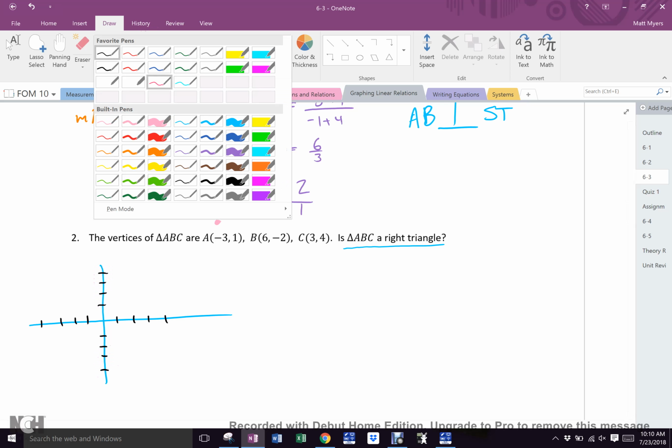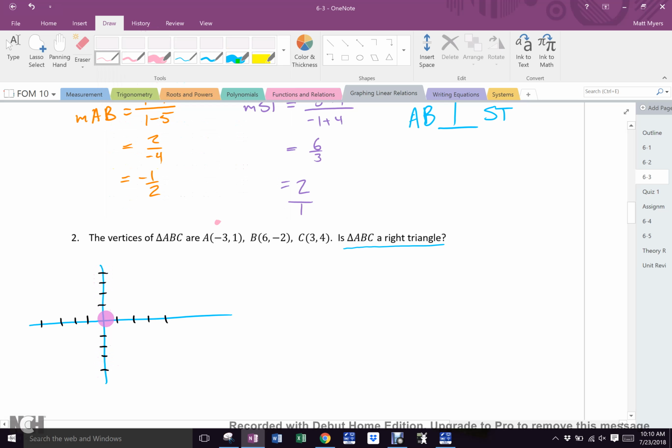Where is negative 3, negative 1? Left 3, down 1. Correct? There's A. Other way, left 3, up 1. There's A, right? B is going to be a nice blue dot.